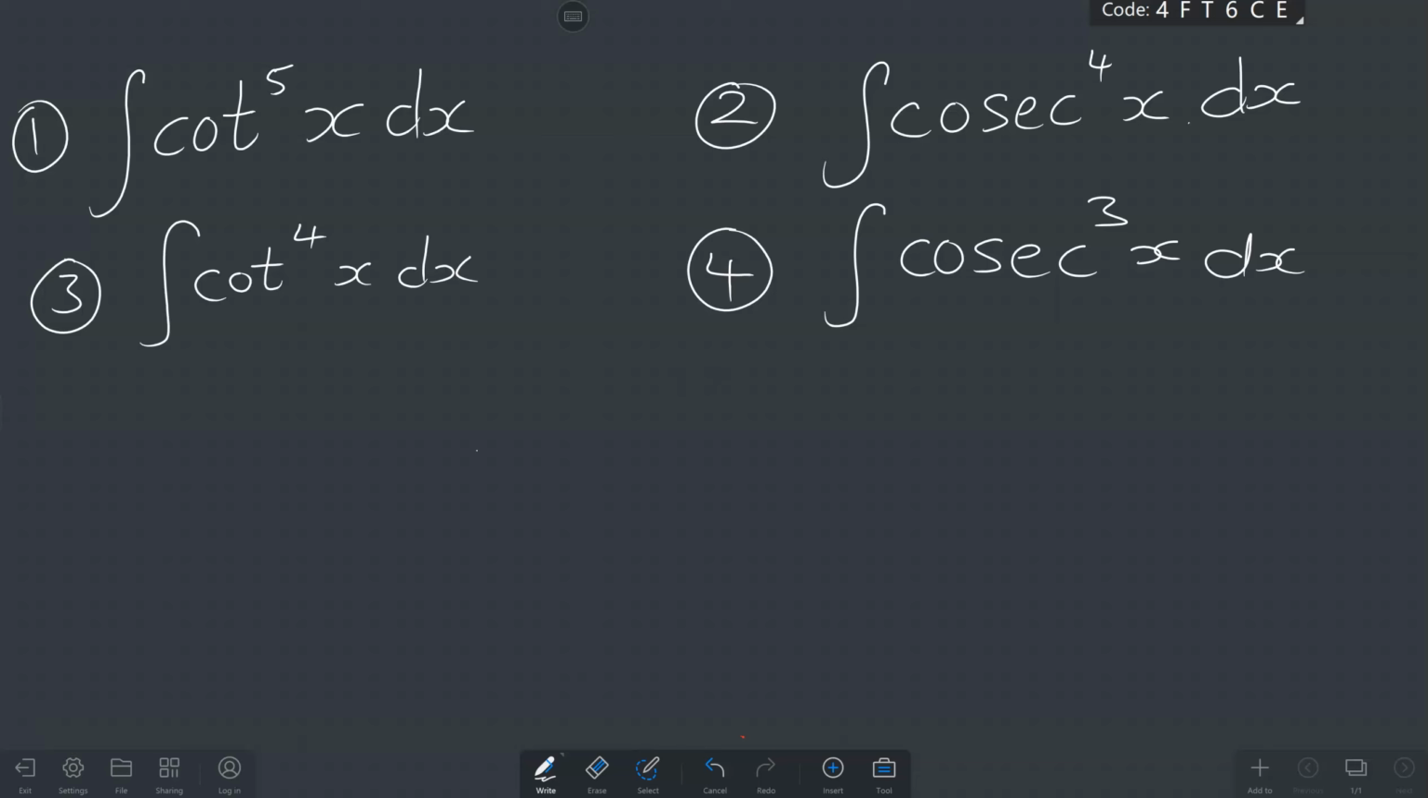Hi guys, so in this video I want to do integration of odd and even powers of cot and cosec. This is chapter 7.2. In chapter 7.1 we did integration by parts. Odd powers of cosec and sec require chapter 7.1, which is integration by parts, so they are actually questions from chapter 7.1. The other three that I wrote are questions from chapter 7.2.